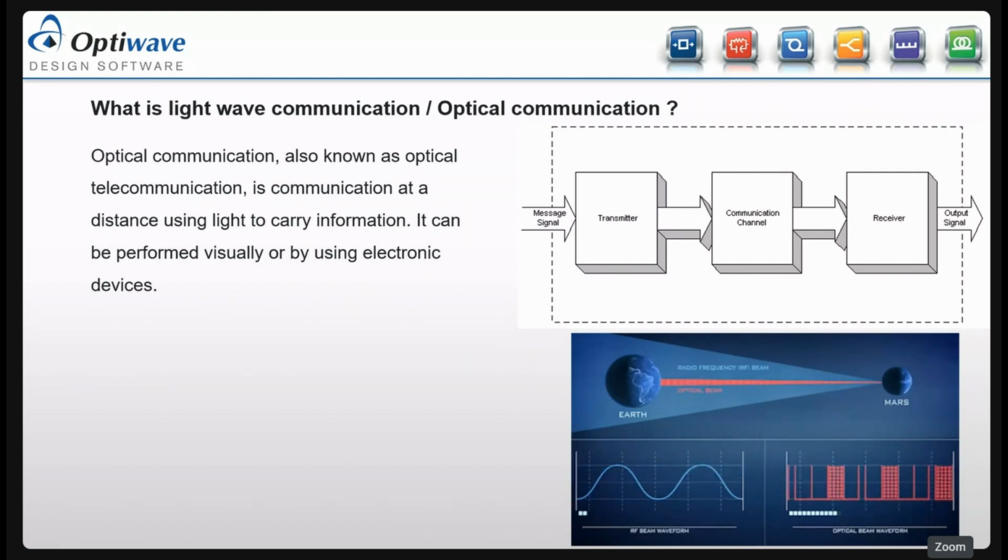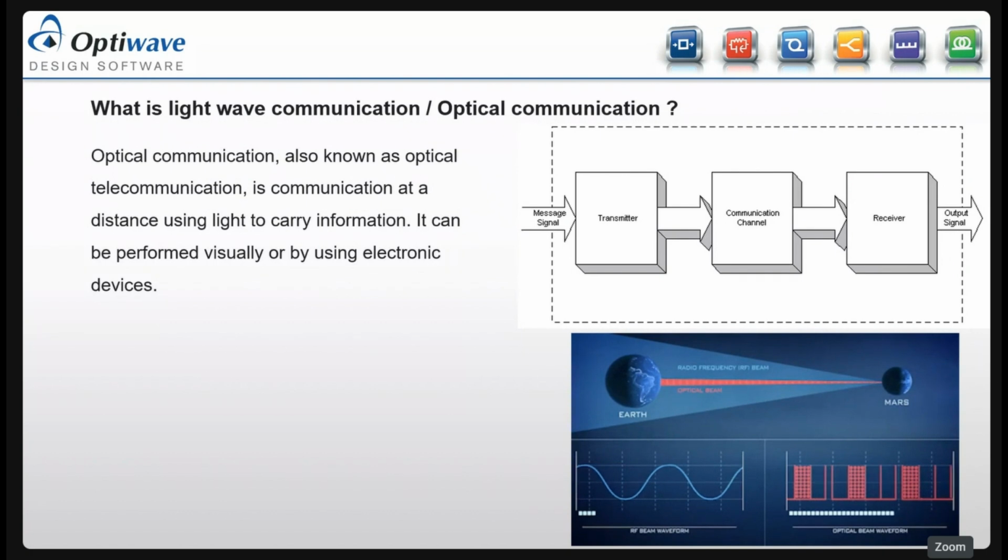In actual criteria, optical communication is related to light, and light is the fastest medium to transmit or receive a signal. The speed of light is 3 times 10 raised to the power 8 meters per second, and nothing is faster than the speed of light.